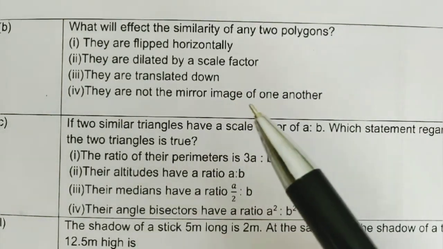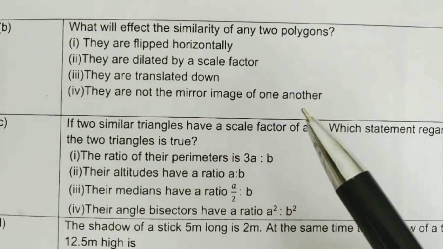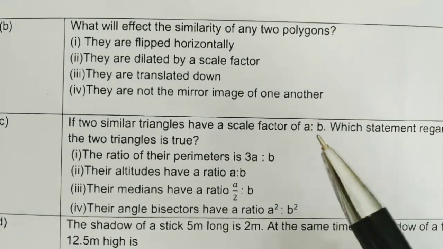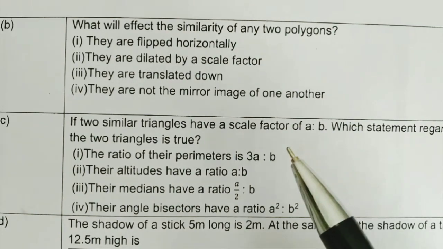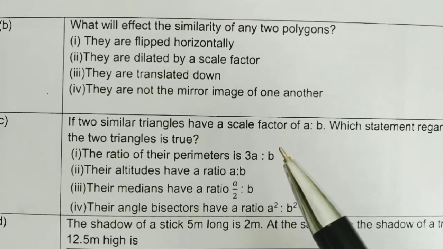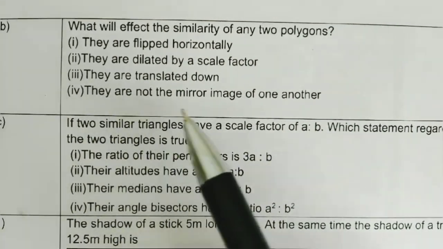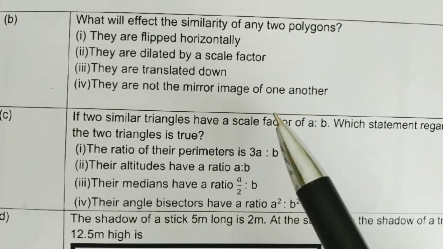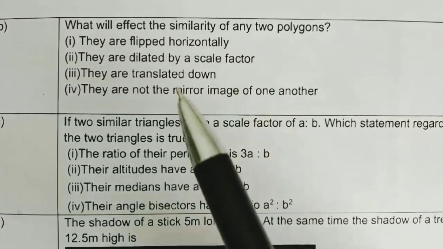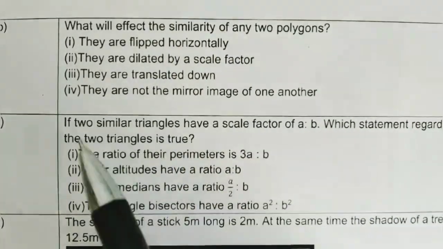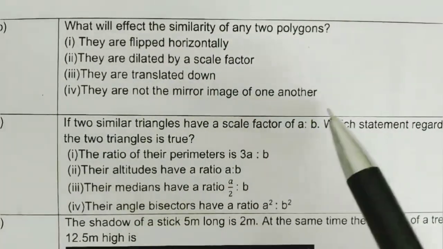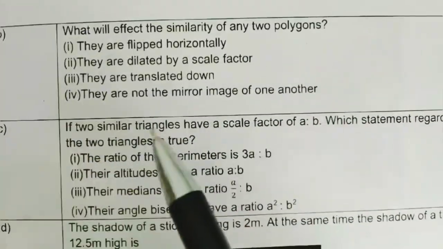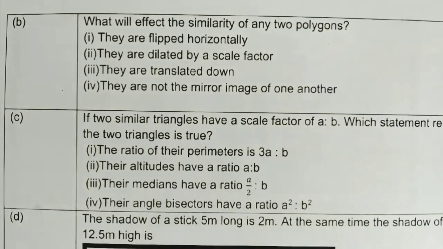They are not the mirror image of one another. Remember one thing, whenever two shapes are similar, their size may vary, shape has to remain same, we know that. But if they are not the mirror image of one another, clearly they cannot be similar. So similarity would be affected if one shape is not the mirror image of another. So for part B, option number 4 is the right answer.